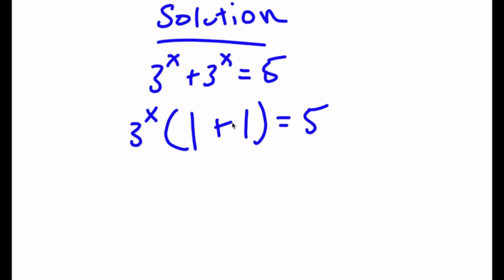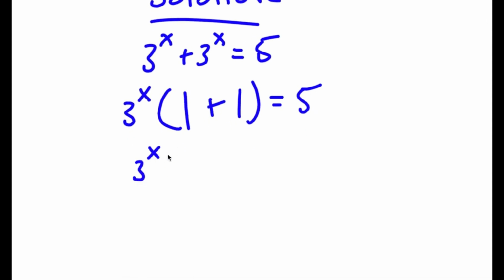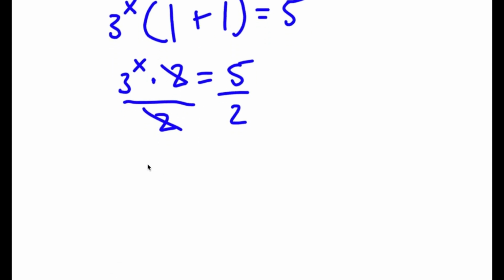Now 1 plus 1 here, this is equal to 2. So now I have 3 to the power of x times 2 is equal to 5. Now what I'm going to do is divide both sides by 2. So then these two would cancel out, and I would be left with 3 to the power of x is equal to 5 over 2.